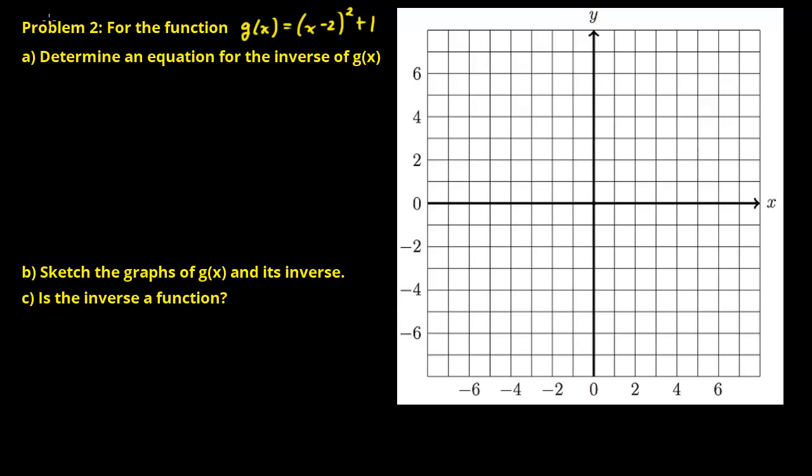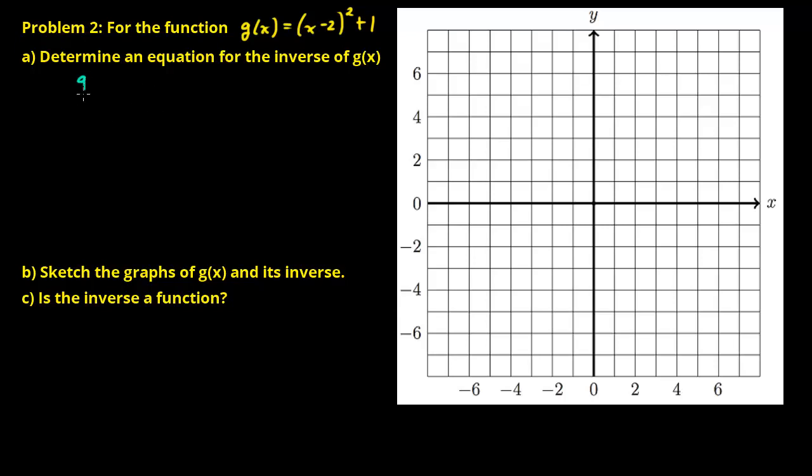Hi everyone, in this video we look at another problem involving inverses of functions. So here it says for the function g of x is equal to (x minus 2) squared plus 1, determine an equation for the inverse of g of x. We already looked at in the previous video that when we find the inverse of a particular function, we swap the x and y values.